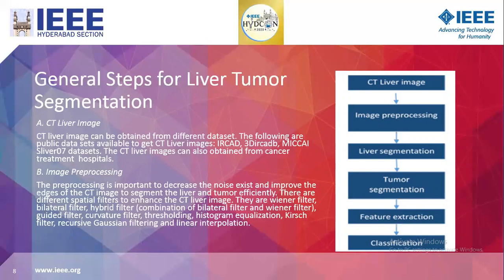The second step is image pre-processing. Pre-processing is important to decrease the noise present and improve the edges of the CT liver image to segment the liver and tumor effectively. There are different spatial filters to enhance the CT liver images. Those are Wiener filter, bilateral filter, hybrid filter, guided filter, curvature filter, thresholding, histogram equalization, etc.